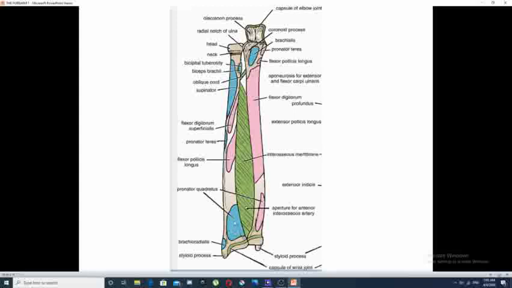Also, they give attachment for the muscles of the deep layer of the anterior muscles of the forearm, like the pronator quadratus on the anterior surface, lower border of both ulna and radius. In its proximal part, you can see the insertion, and distally the brachioradialis muscle.